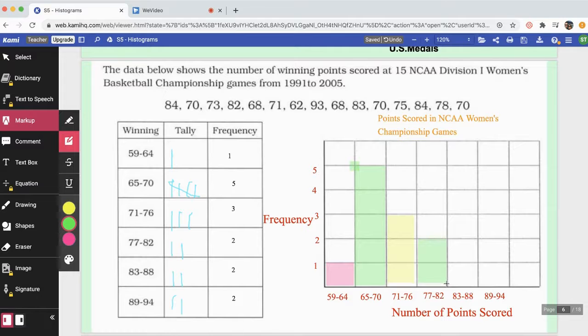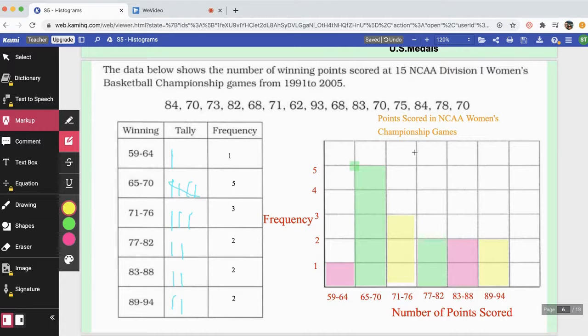So notice that my bars touch. There's no spaces, and I don't have any intervals where there was no data. So I don't have any spaces for intervals either. So I just have an entire graph that is all connected right there. And that's what my histogram representing that data would look like.